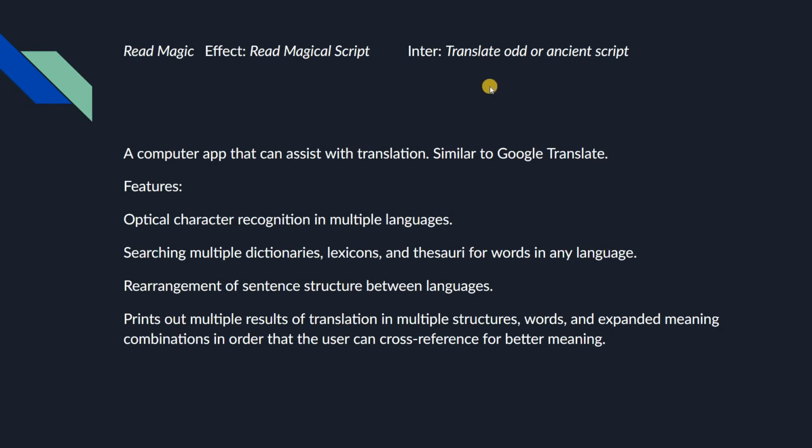Alright, read magic. This is really the one that's the most complicated. I'm interpreting it as translating odd or ancient script. This is really more computer science based, not physics based. I don't have a physics based way of doing this. So you could have a computer app assist with translation, similar to Google Translate.